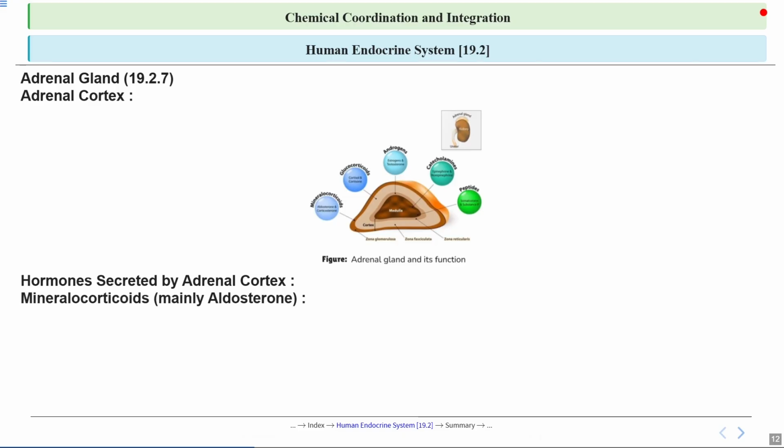Then we have mineralocorticoids, specifically aldosterone. These are hormones produced by the adrenal glands that help regulate the balance of salt and water in the body by acting on the kidneys. They increase the reabsorption of sodium and water back into the blood and promote the excretion of potassium, which helps maintain blood pressure and fluid balance in the body. So it maintains electrolyte balance.